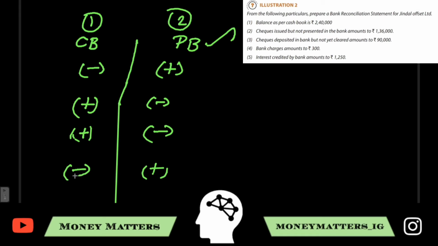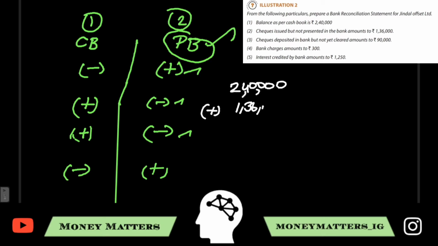Now, the question is 90% done. You just have to write down. Here, I would just do it quick with the amount only because I want to keep the video short and efficient. The balance as per cash book is given: 2,40,000. Here, first we'll have to add. This would be check issued but not presented for payment, which is 1,36,000.